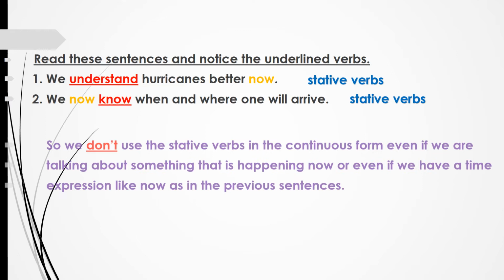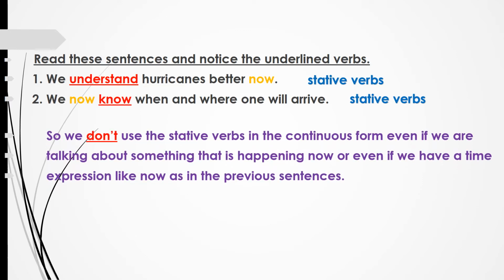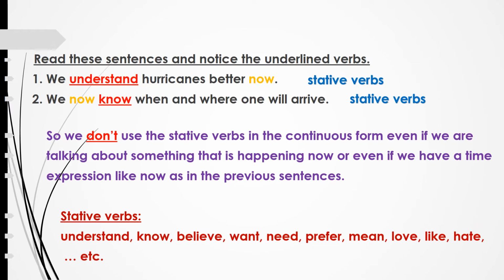Let's read this rule. We don't use the stative verbs in the continuous form even if we are talking about something that is happening now, or even if we have a time expression like now as in the previous sentences. Here we have a list of stative verbs. Let's read them. Understand, know, believe, want, need, prefer, mean, love, like, hate, etc. These verbs, we cannot put them in the continuous form with ing. We put them in the present simple tense.